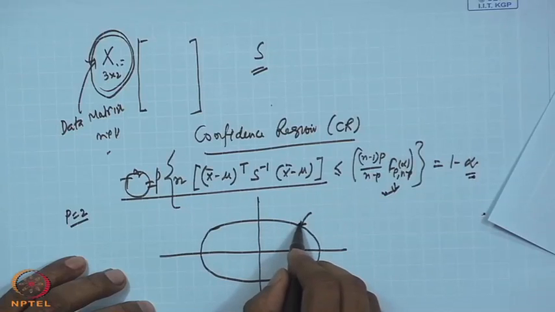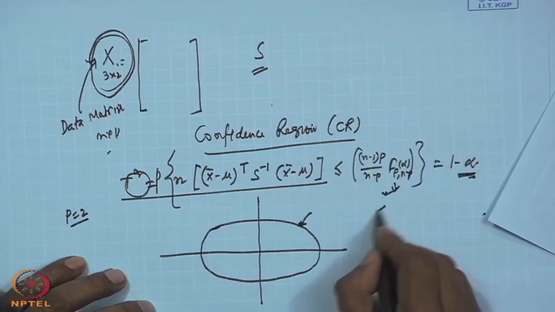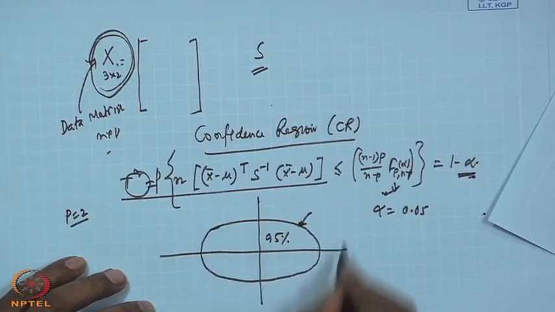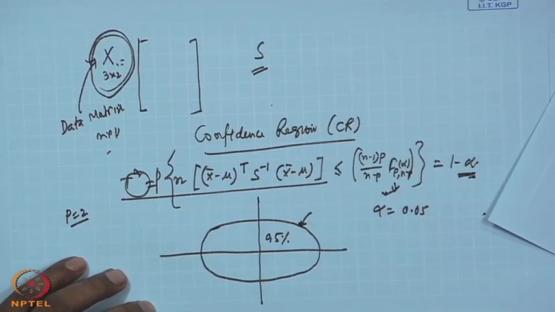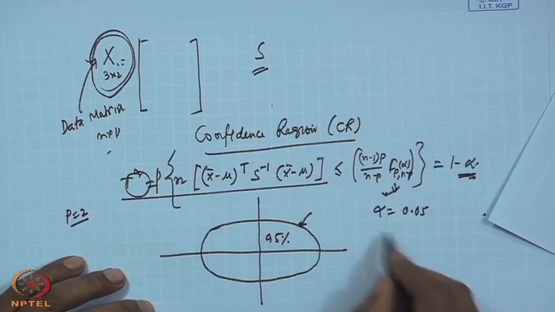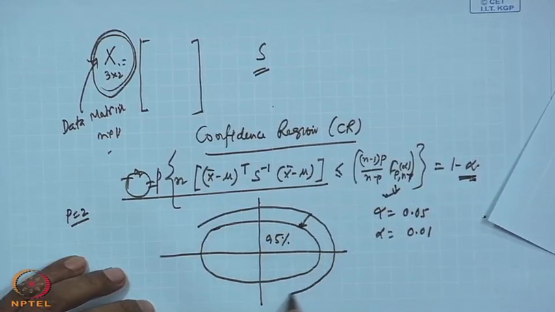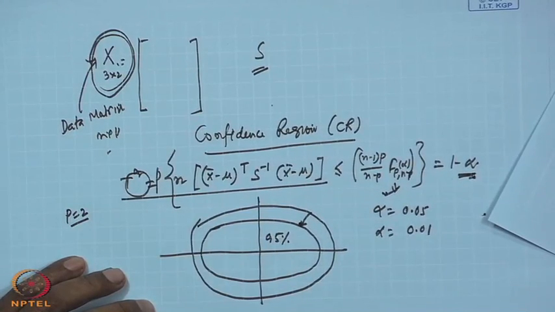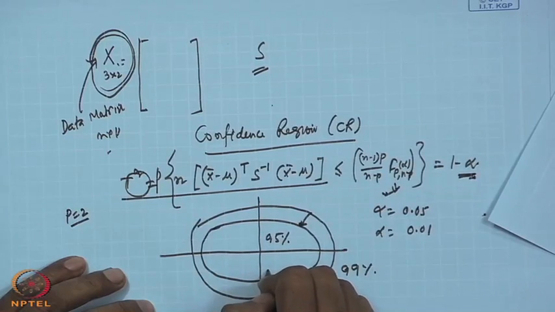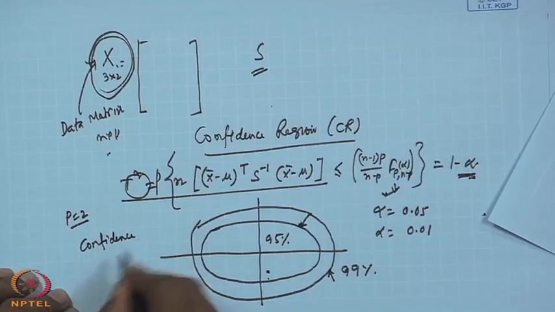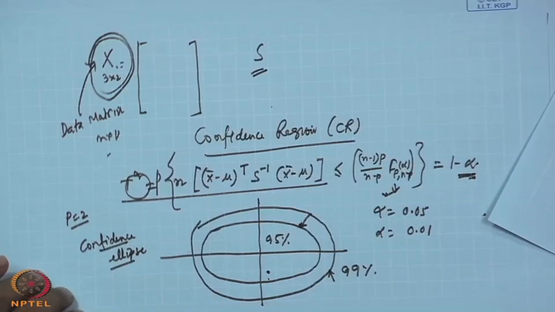This quantity will determine this, and by 1 minus alpha, if alpha equals 0.05, that means 95% of the observations will fall on or within the ellipse. If you take alpha equal to 0.01, then your ellipse will be bigger. Reason: this contains 99% of the observations. This is known as the confidence ellipse.